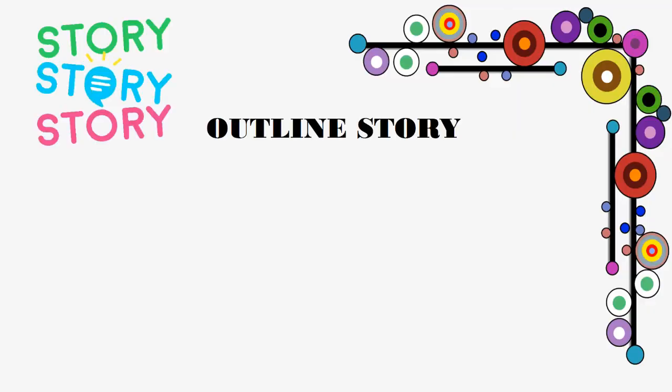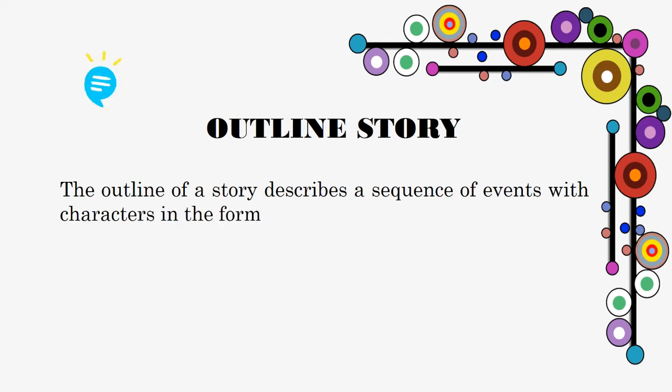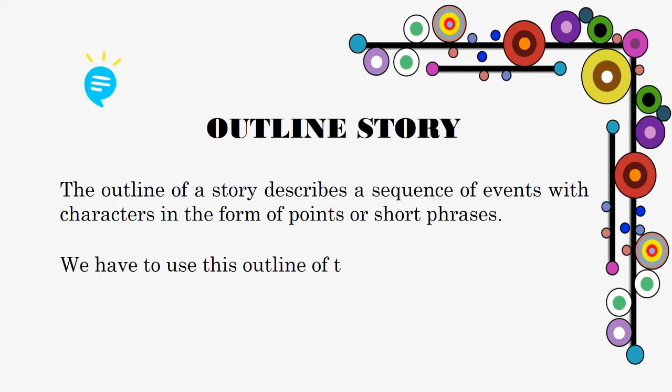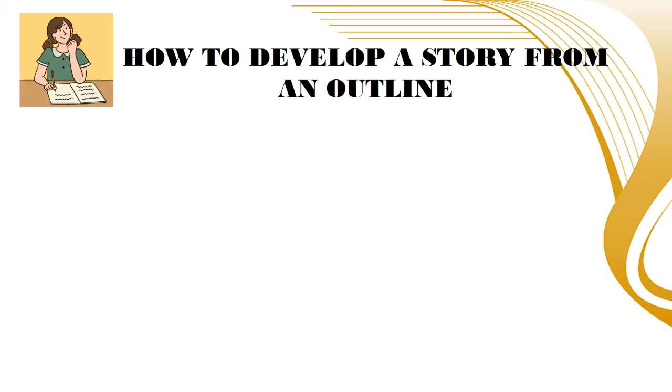Children, what is a story outline? The outline of a story describes a sequence of events with characters in the form of points or short phrases. We have to use this outline of the story to develop the entire story in our words. Let us now learn how to develop a story from an outline.